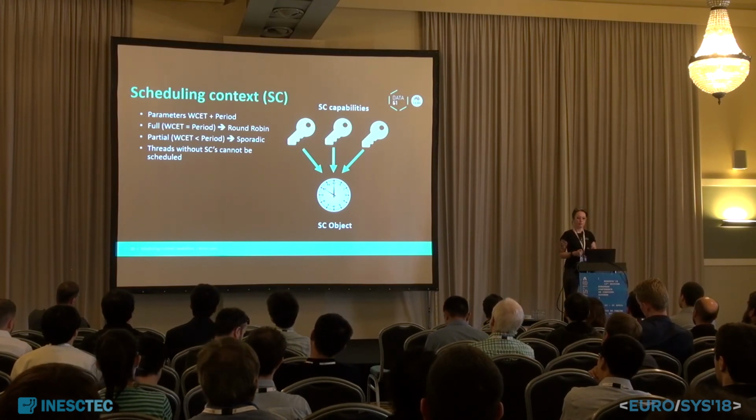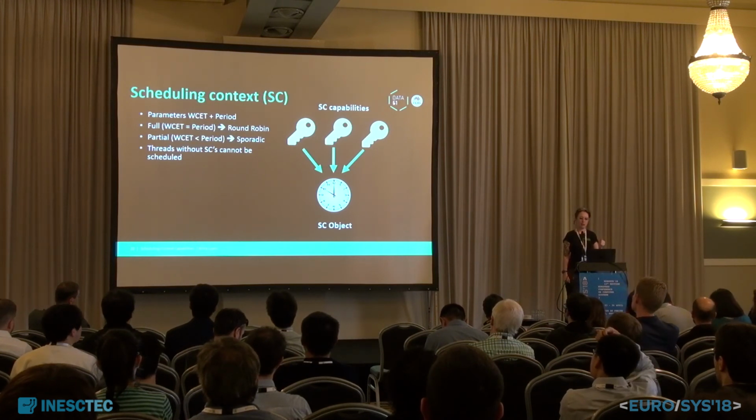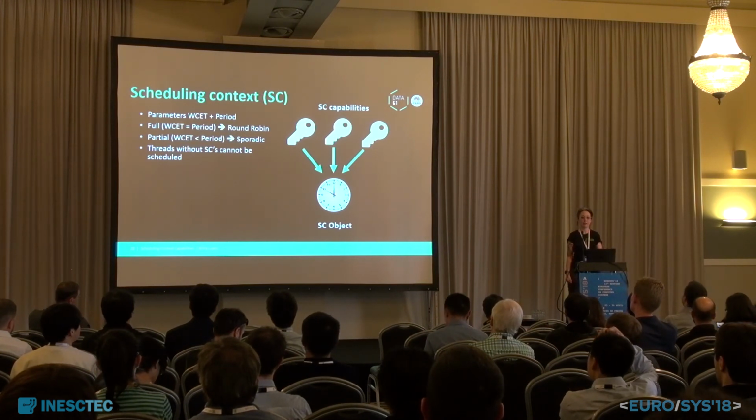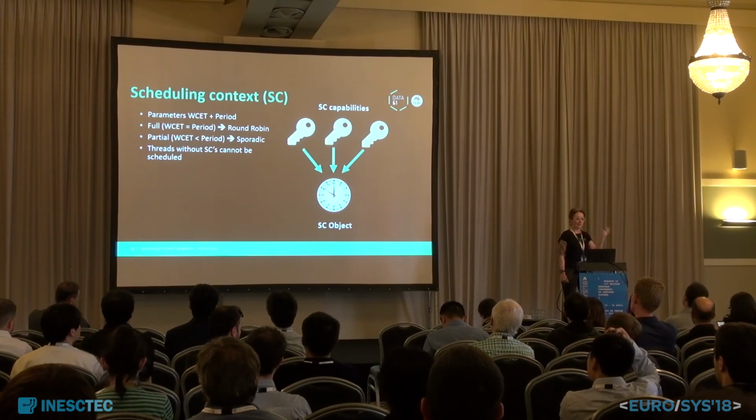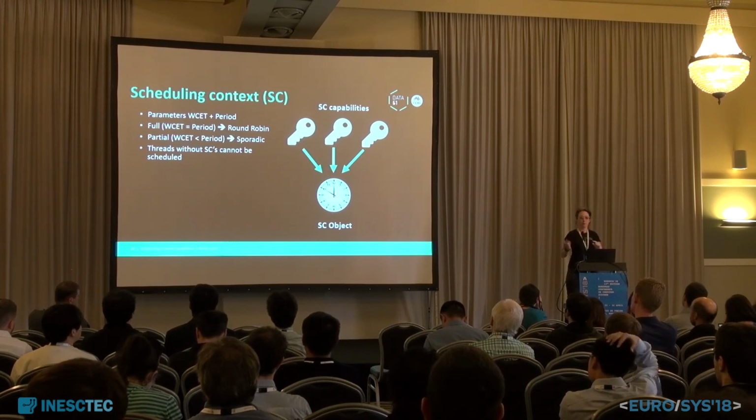But you can also have a partial scheduling context where the worst case execution time is less than the period, and this is an upper bound the kernel will enforce. It's not a lower bound, and it's not a guarantee that you'll get the time. It's just a guarantee that you can't exceed the time. And if you don't have a scheduling context, threads can't be scheduled. And there's just one thread, one scheduling context. So there's no two-level scheduling here.